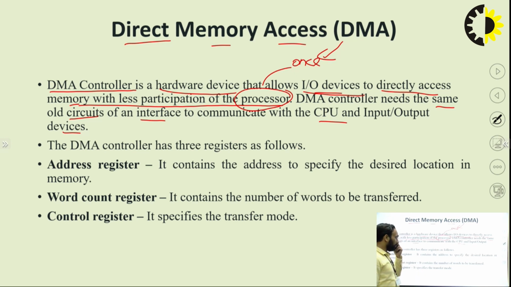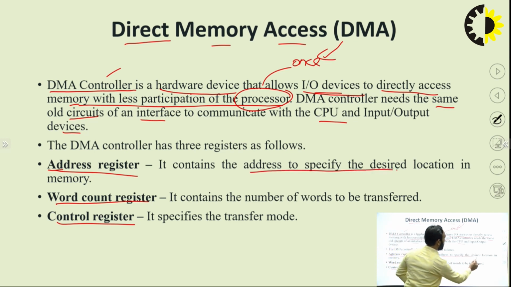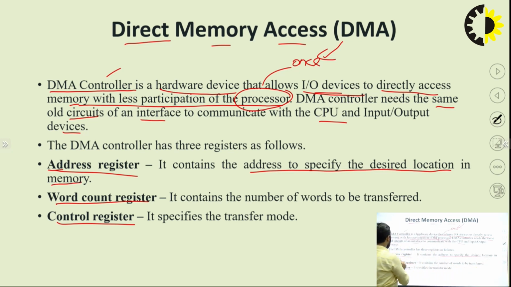This DMA controller consists of 3 registers. Hopefully you are all aware of registers. Registers contain basic or temporary information about the operations. Like we have an address register. As the name defines, it contains the address specifying the desired location in memory where the read or write operation will take place. It is generally abbreviated as AR.